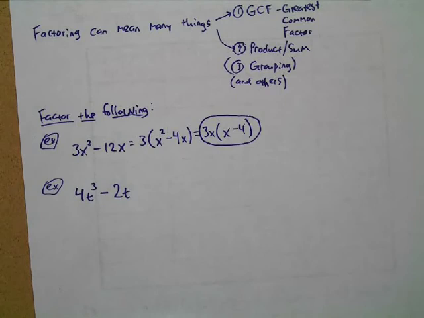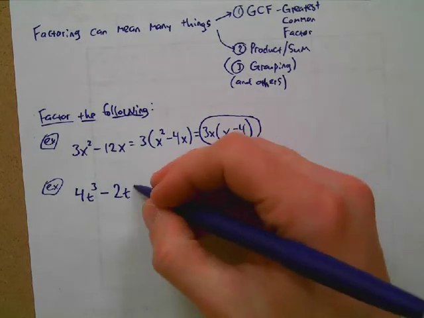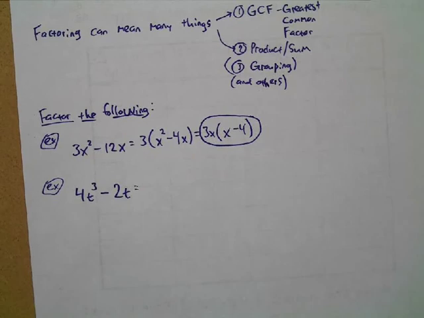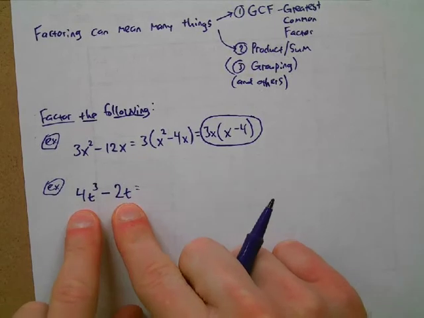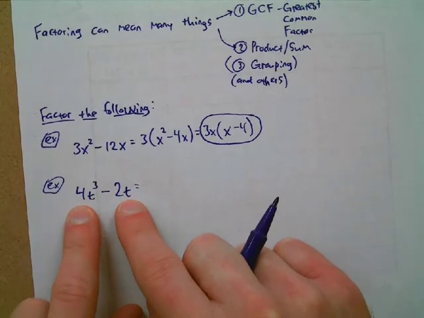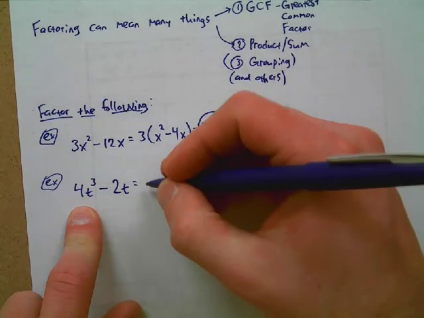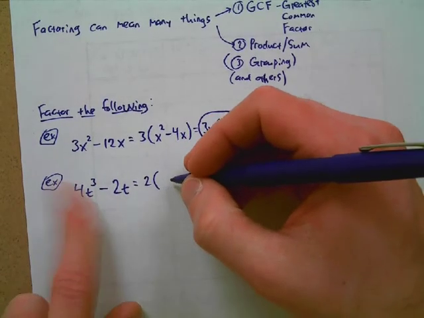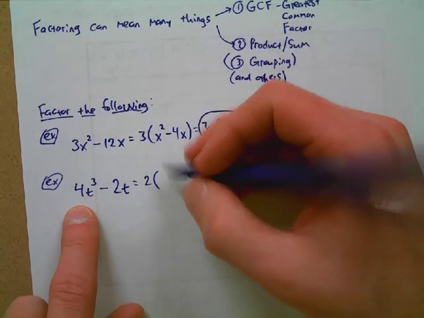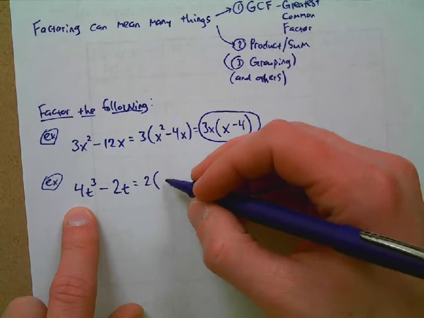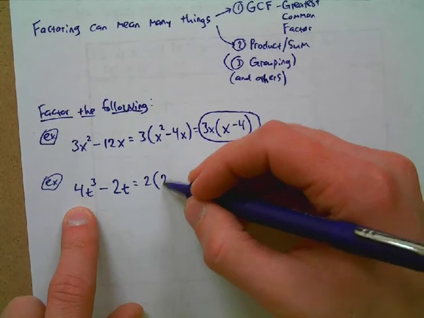Okay. So again, all we're told is to factor. We have to determine what skill to use here. Let's try GCF first. Is there something in common to both of these that we can pull out? Okay, a 2. So let's factor out a 2. So 4t cubed divided by a 2, what will I now have? Yeah, 2t cubed, right?